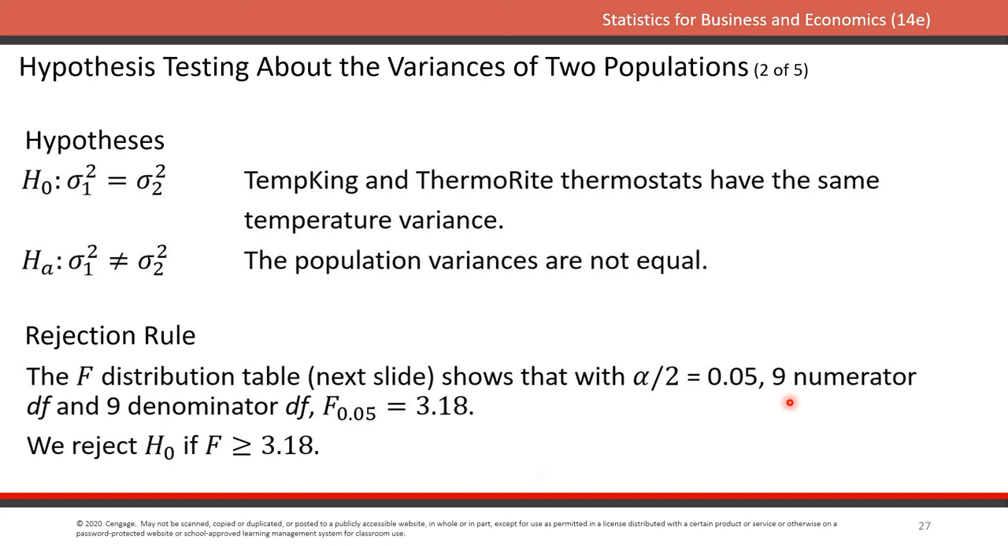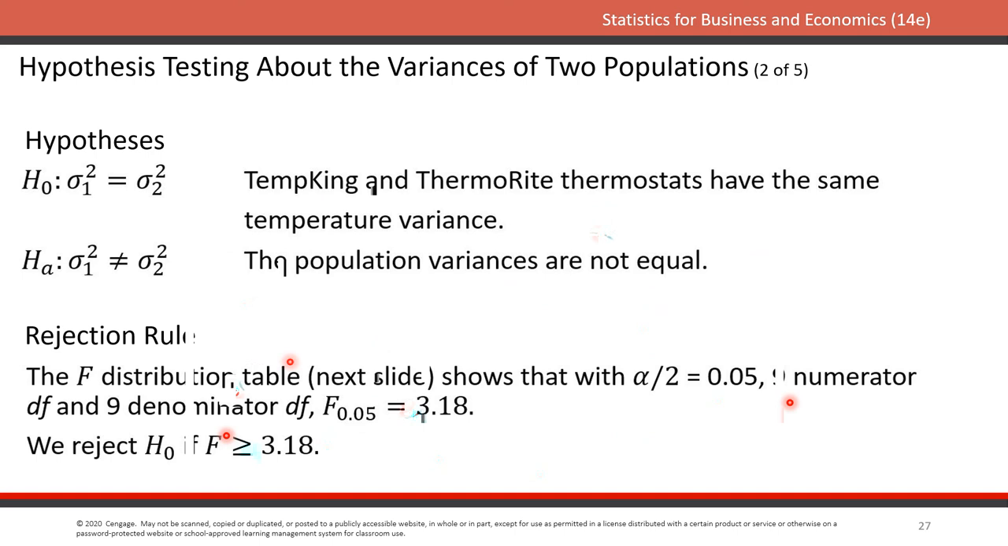So alpha is 0.10. So alpha over 2 is 0.05. And looking in our table here, this is what an F table looks like. I have my numerator degrees of freedom, which is 9. Then I scroll down to my denominator degrees of freedom, which is also 9. And then I find the area that I'm interested in. In this case, because it's a two-tailed test, I want to cut that alpha in half. So the alpha that I'm looking at is 0.05. And that gives me an F value of 3.18. So this is my critical cutoff value.